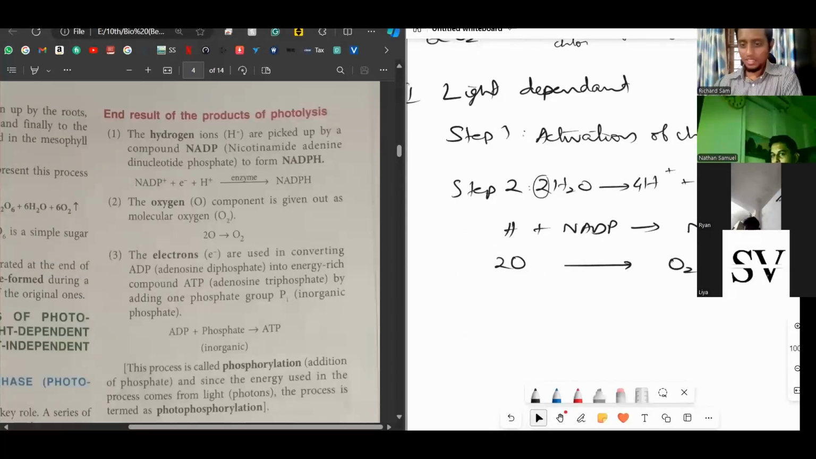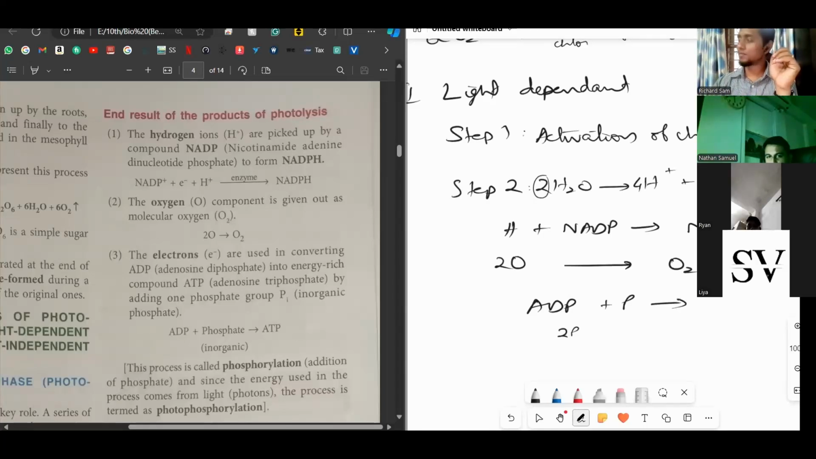And the third thing is these 4 electrons. What happens to these electrons? Electrons are energy rich, and they give that energy. These 4 electrons are used to convert ADP into ATP. There is something called ADP, adenosine diphosphate. Di means what? 2. So there were 2 phosphates here. With the help of the electrons, it adds one more phosphate. It's called a phosphate group, and that phosphate group is added to ADP.